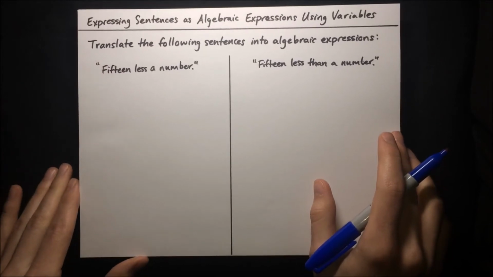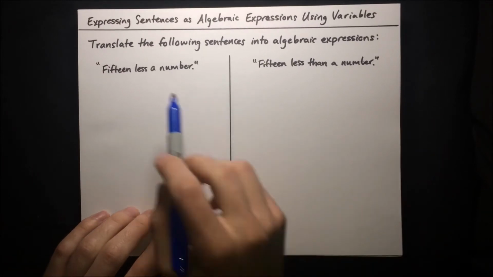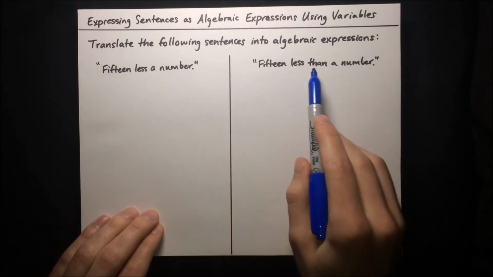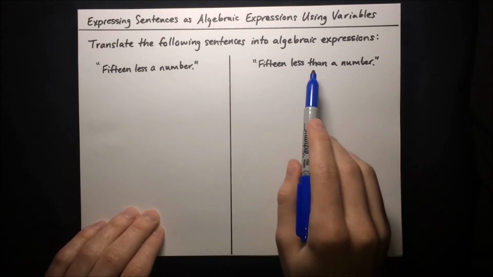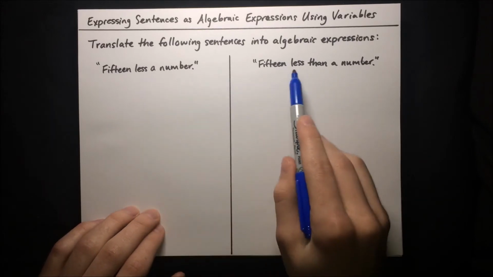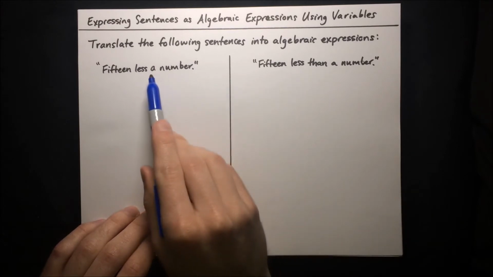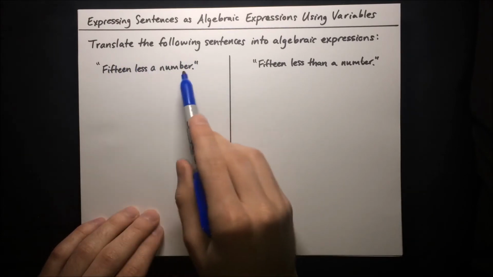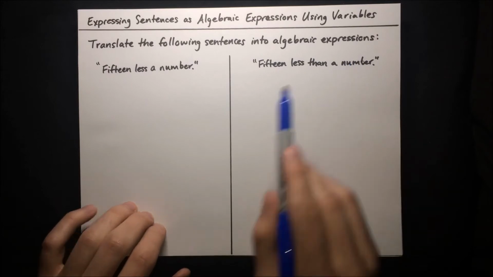Here are two more sentences for us to translate. 15 less a number and 15 less than a number. And this is going to illustrate the difference between less and less than. It's a very important difference. These two sentences do not have the same meaning.